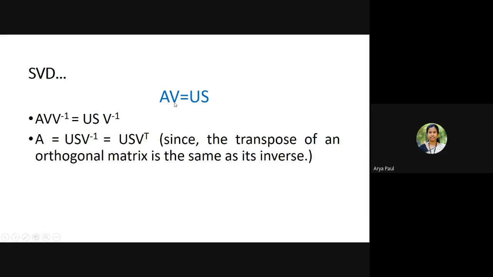What is AV? AV means you are transforming the orthogonal vector V by means of a transformation matrix A, and the resulting one is U. U is a scaled version, so you multiply by the factor S. So AV equal to US. That means ultimately you are doing rotation and scaling on the V vector. So that is SVD. SVD is actually doing this scaling and rotation.